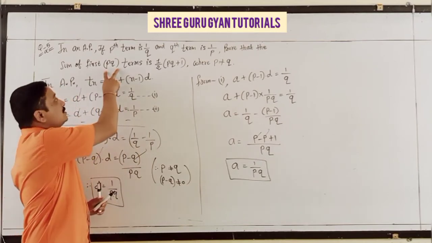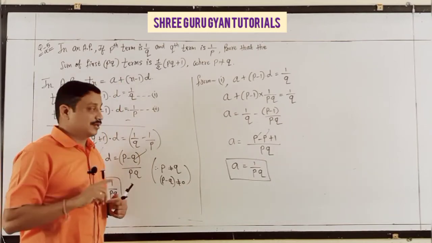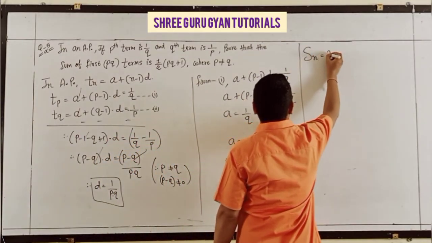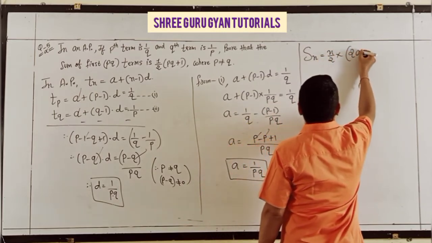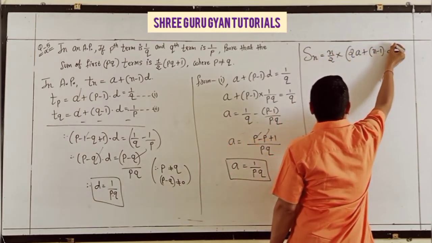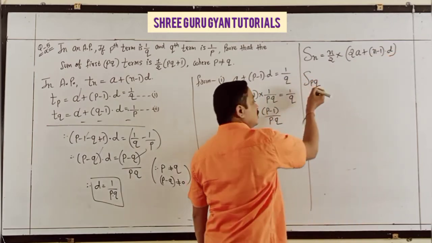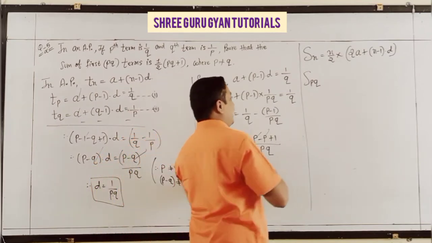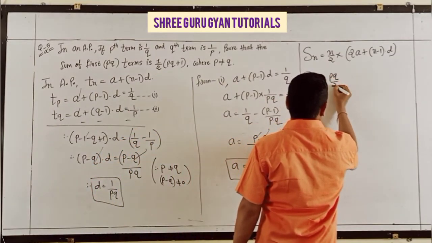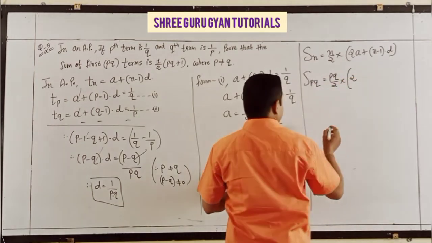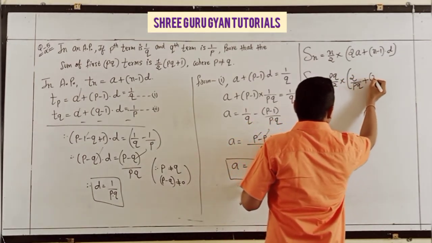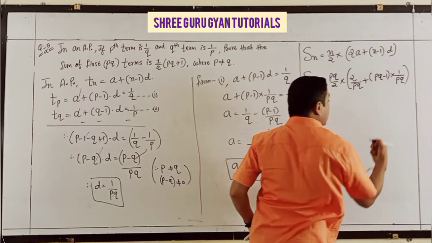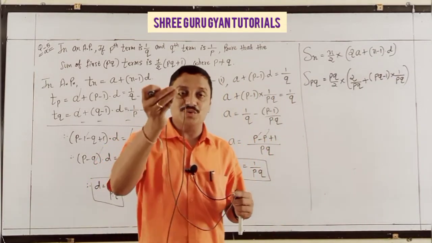And I want the summation of the first pq terms. So now I respectively start with the summation of n formula: n by 2, 2a plus (n minus 1)d. But I want the summation of pq terms. Yes, very easy solution, students. n is putting pq by 2. a, yes, a is 1 by pq. And n minus 1, so n is pq. d is also, students, 1 by pq. And you easily create your solutions.